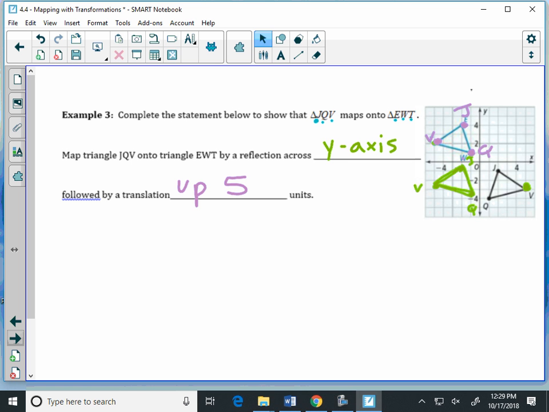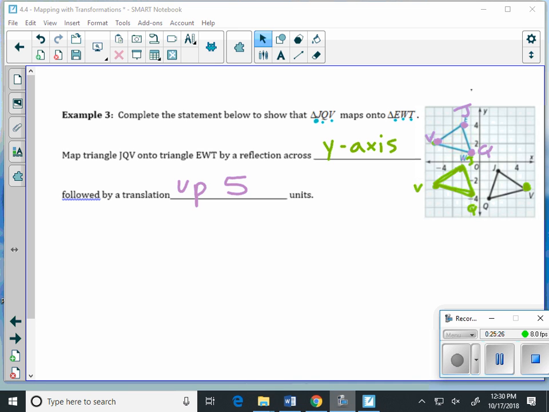Questions on that? And again, you might just have to guess and check some of these things. With rotations, you might have to play around with it a little bit. Think about with rotations how many quadrants it jumps. 90 degrees jumps 1 quadrant, 180 jumps 2 quadrants, 270 jumps 3 quadrants. That will help you out. Okay. Questions over that? No?